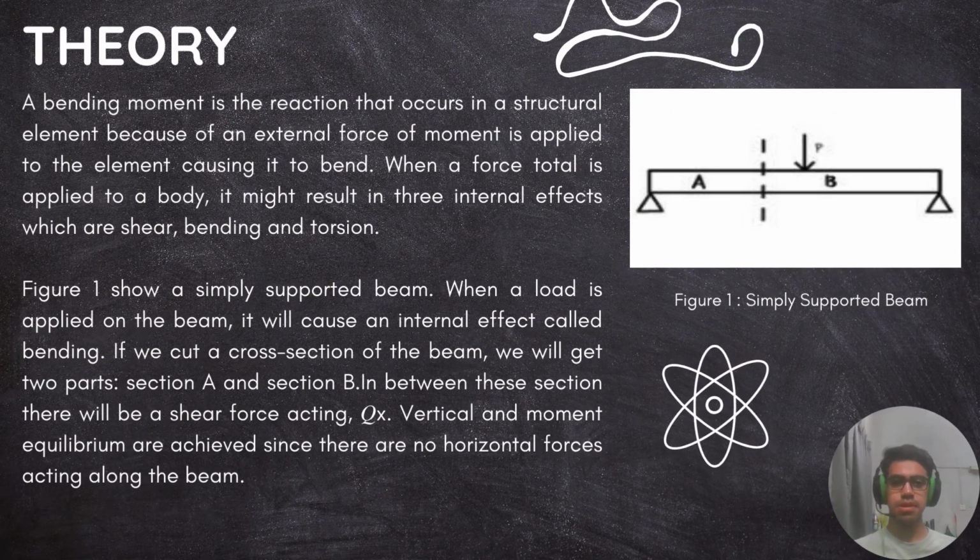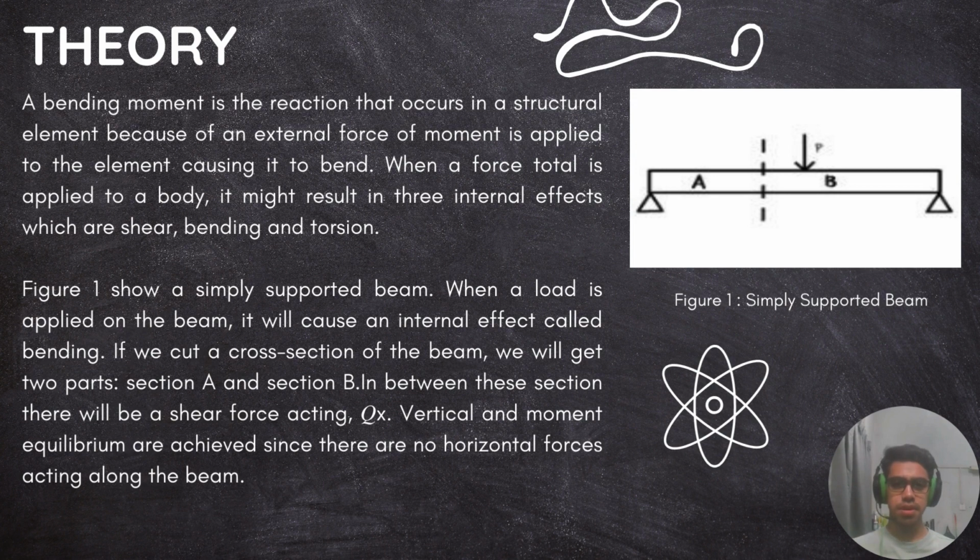For the theory, a bending moment is the reaction that occurs in a structural element because an external force or moment is applied to the element causing it to bend. When a force is applied to a body, it might result in three internal effects, which are shear, bending, and torsion. Figure 1 shows a simply supported beam.